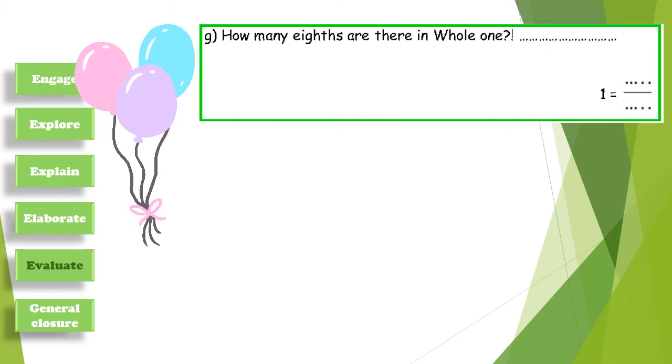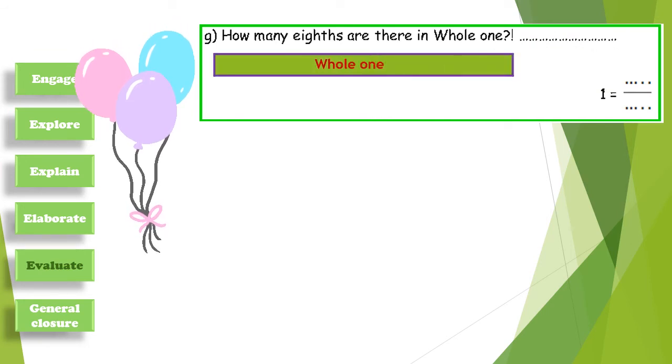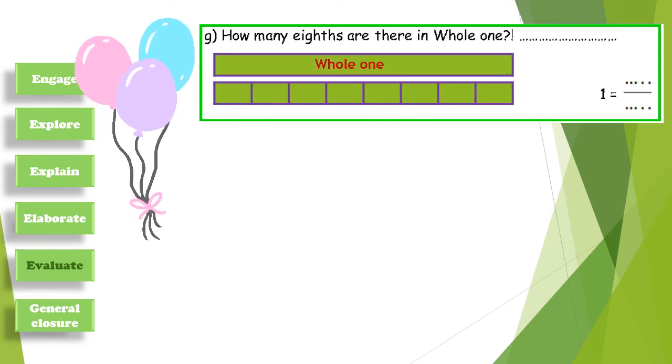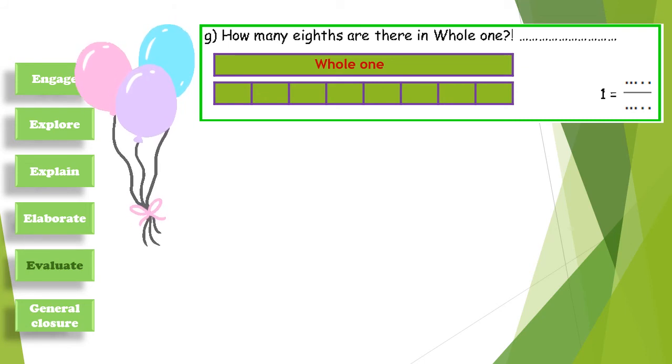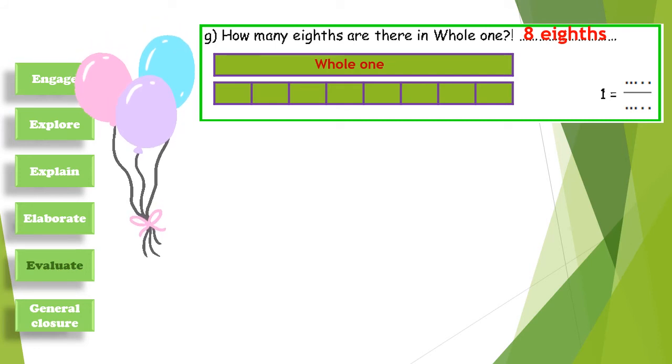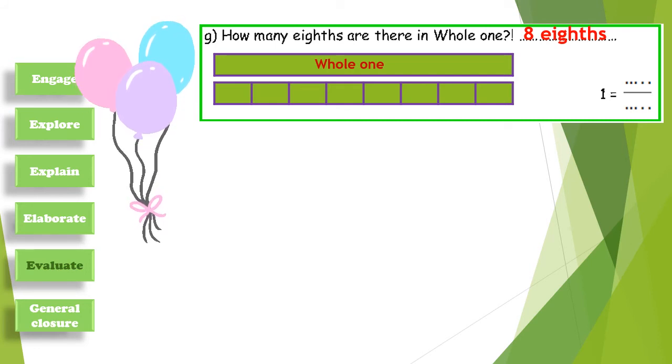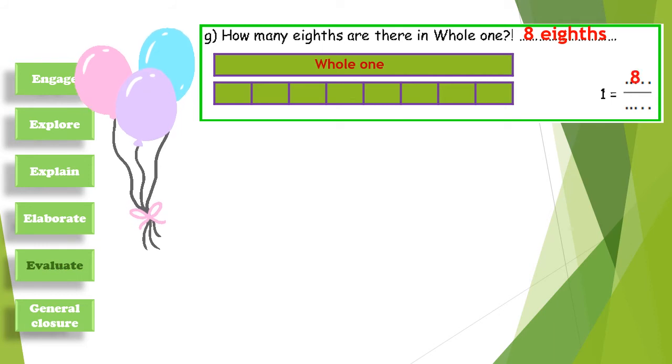How many eighths are there in a whole one? If I have a whole one, I'll cut it into 8 pieces. Every piece is an eighth. So I have 8 eighths. So 1 equals 8 pieces out of all of them, 8.